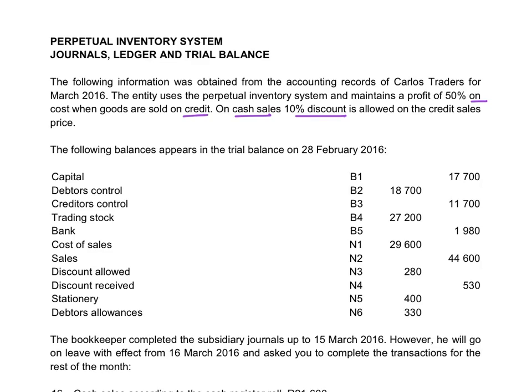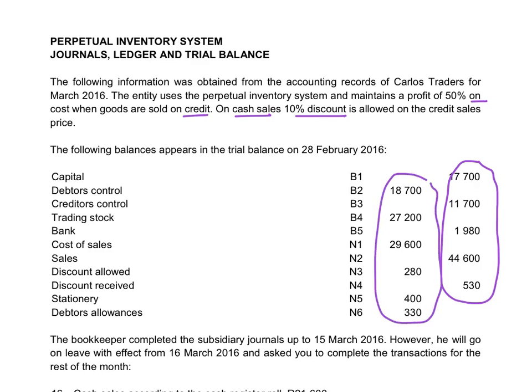The following balances appeared in the trial balance. All these balances will be transferred to the ledger accounts. If the balances are on the credit side, the balance will appear on the credit side of the ledger. That will be capital, liabilities, and income. Balances that appear on the debit side of the trial balance will appear on the debit side of the ledger accounts. That will be drawings, assets, and expenses.